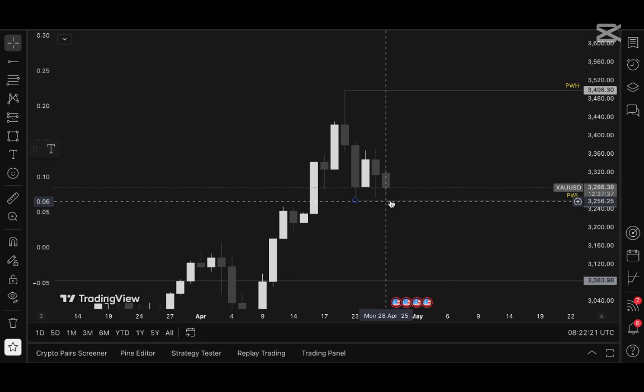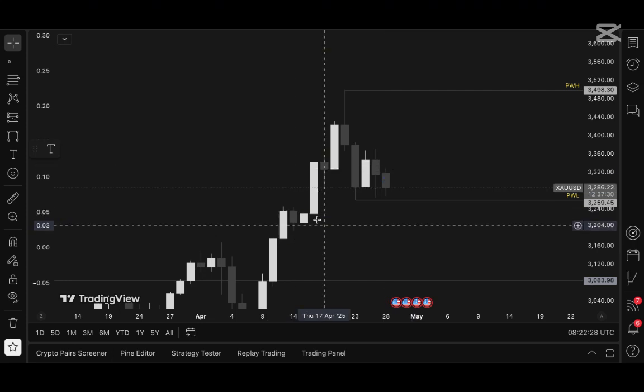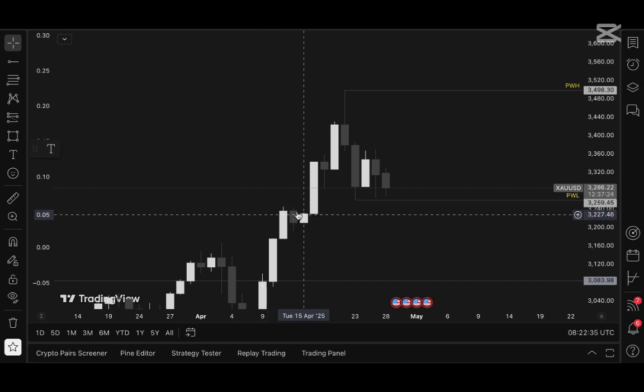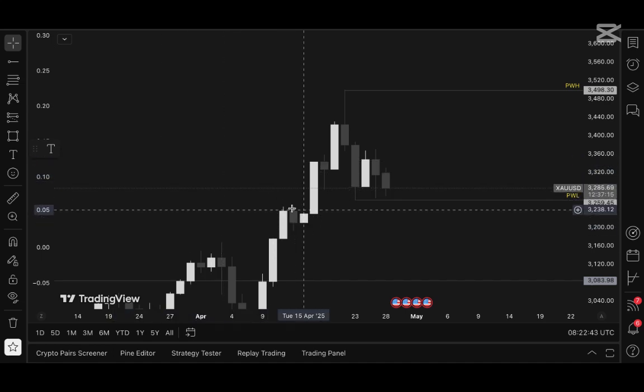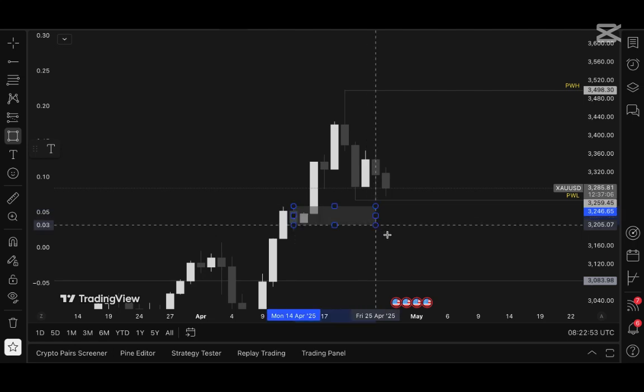Now we want price to tap into this area first, and then we have something interesting right below this level. And the interesting thing here that I'm noticing is the space, okay, between this candle and this candle. This is the first thing that I've noticed. And then the second thing is, just below that space, we have a very important candle, all right, which is this one. So we'll just mark it up, okay.